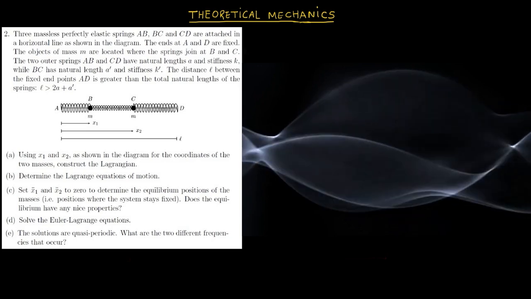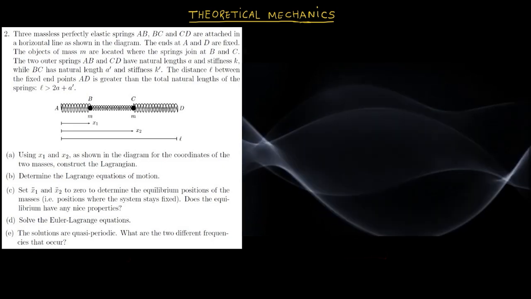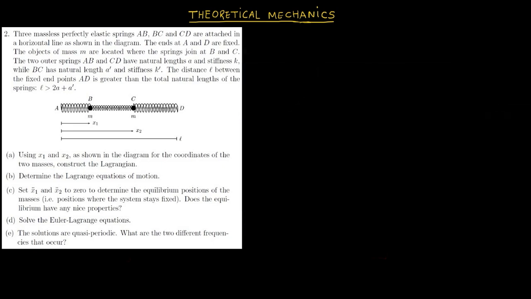Let's start doing exercise 2, which says that three massless, perfectly elastic springs AB, BC and CD are attached in a horizontal line as shown in the diagram. The ends at A and D are fixed. The objects of mass M are located where the springs join at B and C. The two outer springs AB and CD have natural length a and stiffness K, while BC has a natural length a' and stiffness K'. The distance L between the fixed end points A and D is greater than the total natural lengths of the springs.